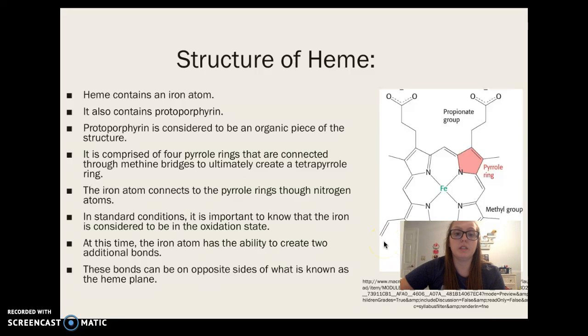The iron atom connects the pyrrole rings through nitrogen atoms, which you can also see right here. In standard conditions, it's important to know that the iron is considered to be in the ferrous oxidation state. At this time, the iron atom has the ability to create 2 additional bonds. These bonds can be on opposite sides of what is known as the heme plane.